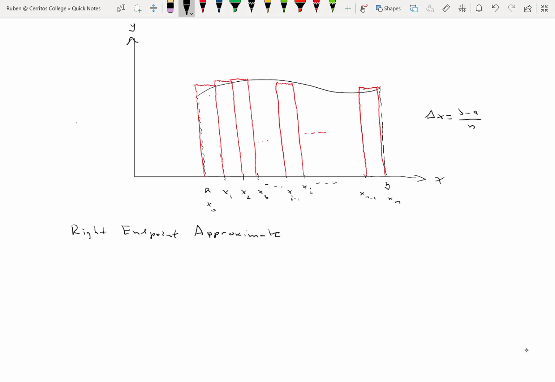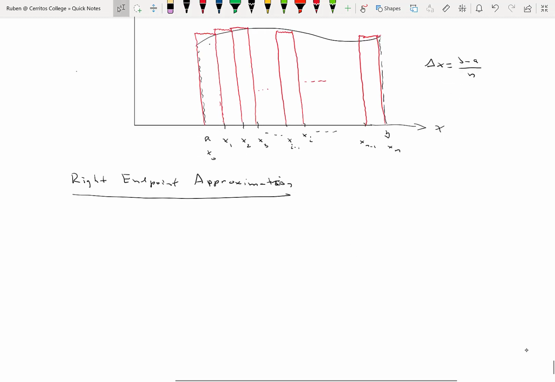By choosing the right-hand endpoint of each of the subintervals, we get what's called a right endpoint approximation. So our integral of f of x with respect to x from a to b is approximately, and I'm going to use the symbol R for the right endpoint approximation, with a subscript of n indicating the number of subintervals we're choosing. And that is, well, rather than bringing up the formal Riemann sum, let's just write it out.